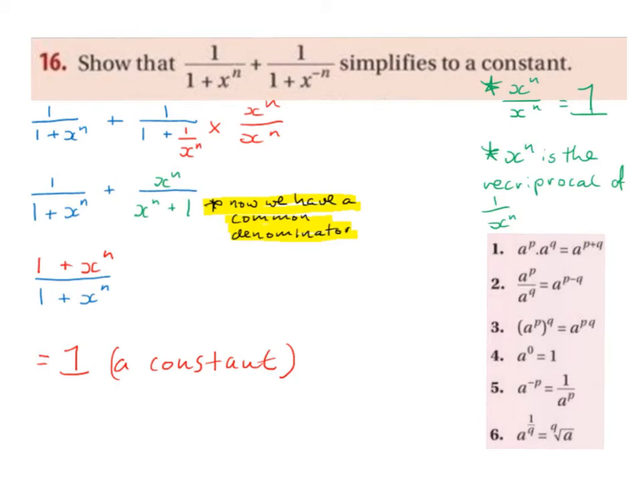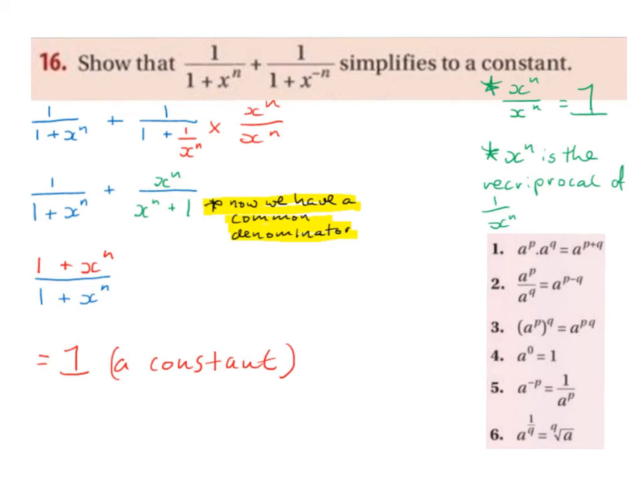Now with fractions, we can multiply the top and the bottom by whatever we want, so long as what we do to the top, we do to the bottom, and what we do to the bottom, we do to the top. So if I'm going to multiply the denominator of this fraction by x to the power of n, I must multiply the numerator of this fraction by x to the power of n also, because x to the power of n divided by x to the power of n is equal to 1. So technically you're not changing the value of the fraction.